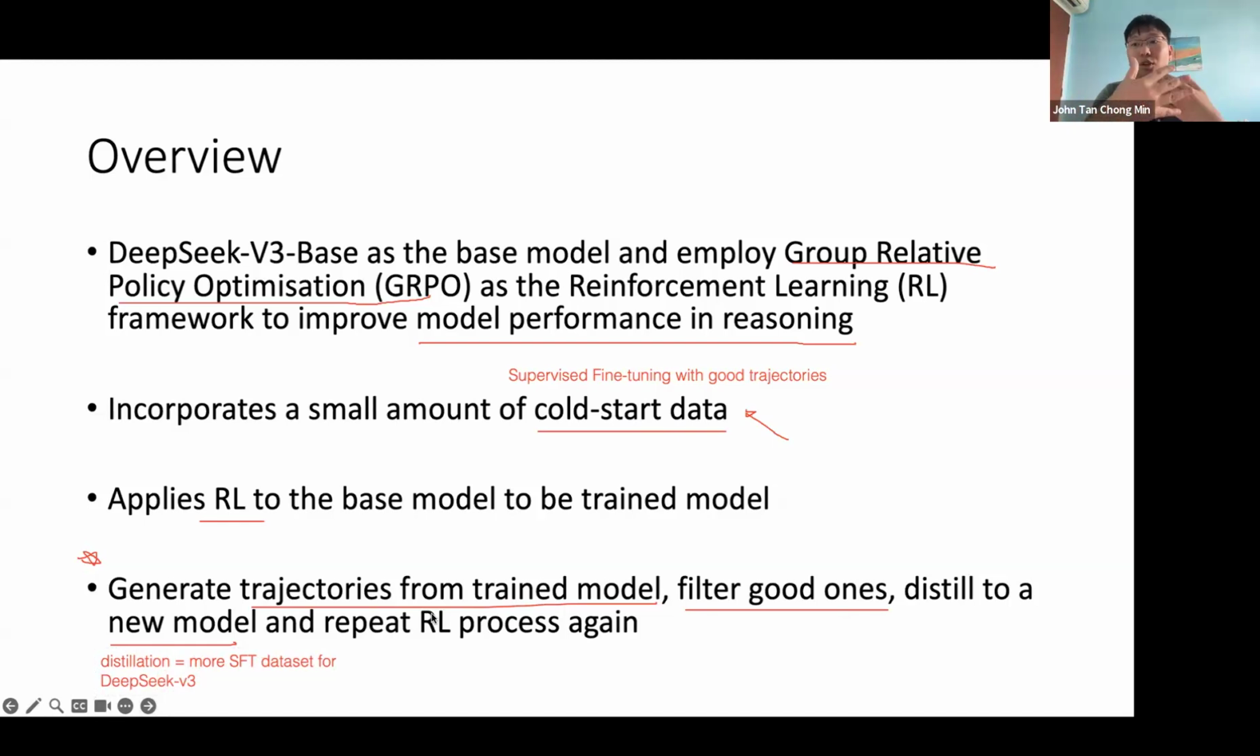So the more they do reinforcement learning to the model, they sample trajectories from it, take the good ones, train the base model again, then do RL again. It's really cool because through an iterative process of this kind of self-improvement, they managed to get quite good results.